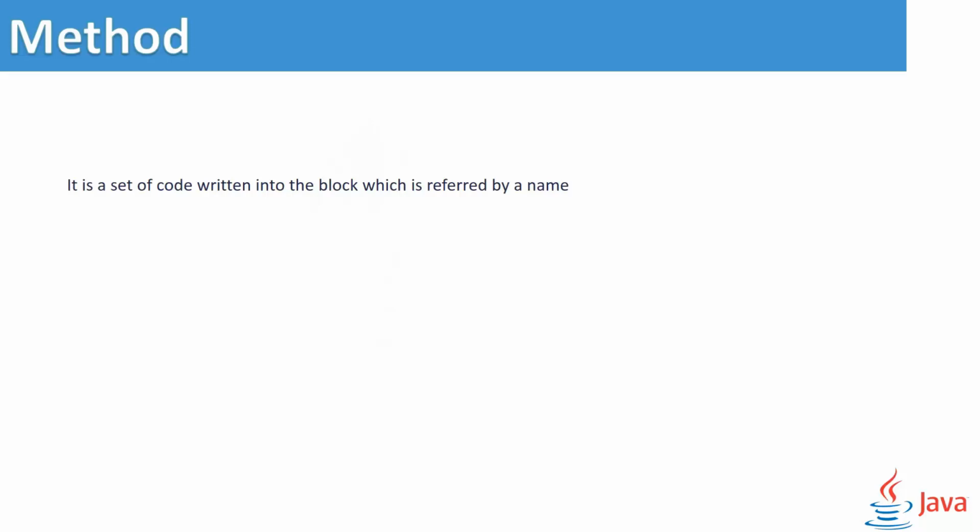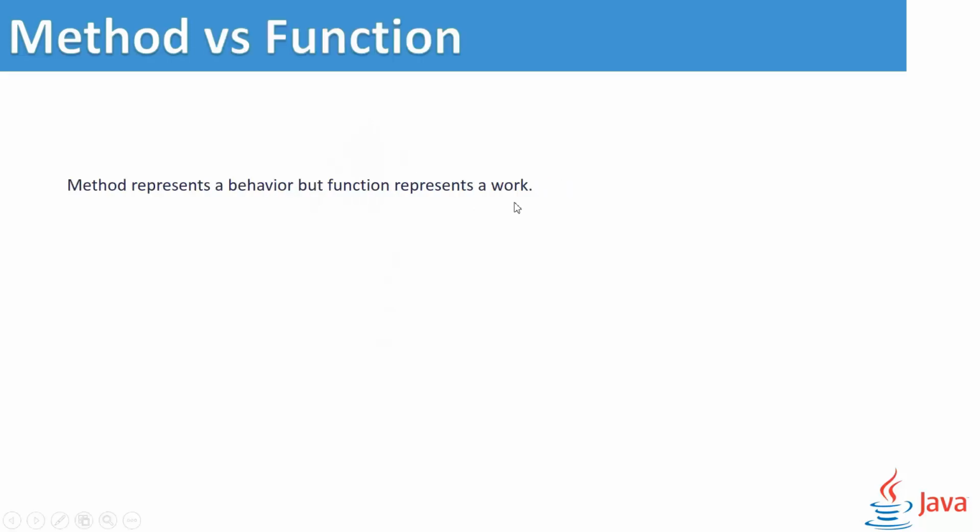We already know this thing as a function in different languages, but in Java it is called a method. So let's see the difference. A function represents a work, but a method represents a behavior. Let's see an example to understand.